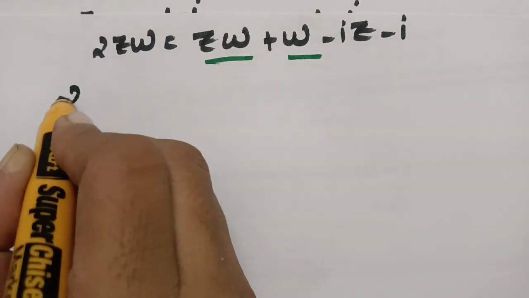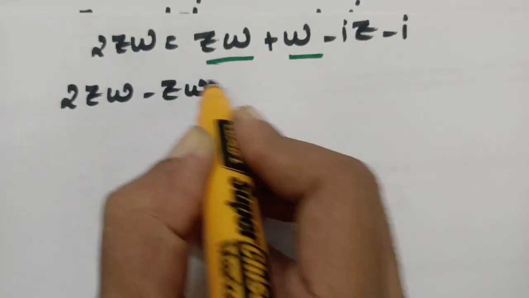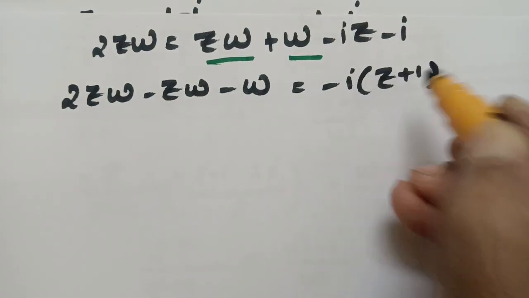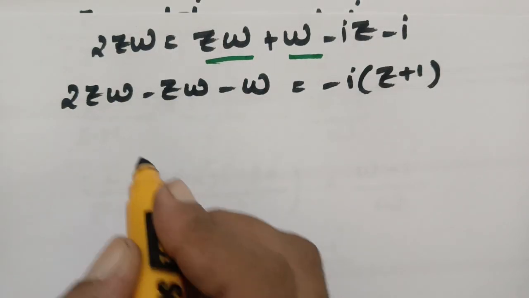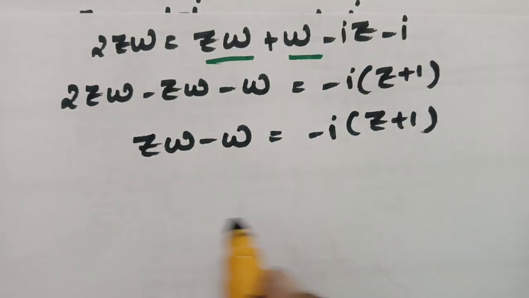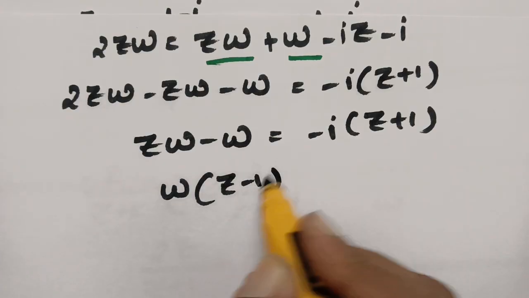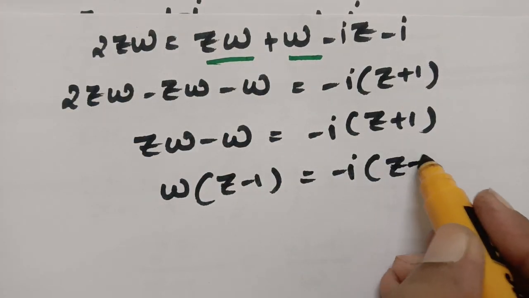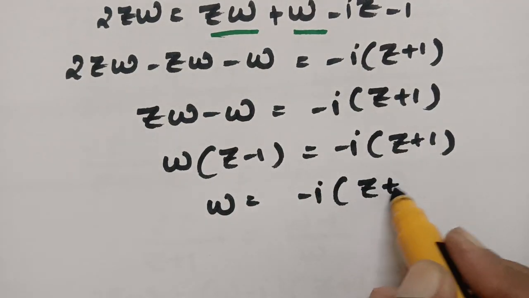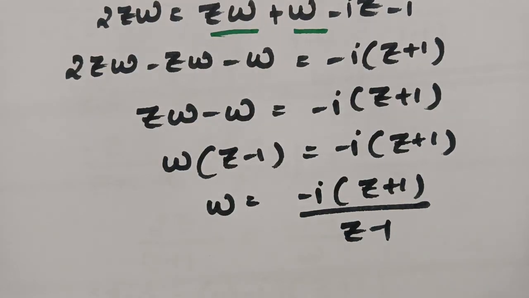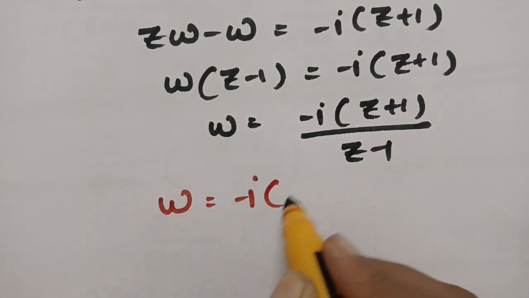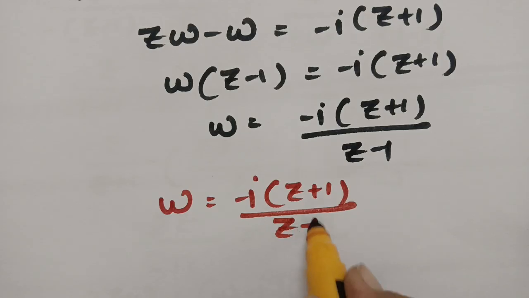So here this will be 2ZW minus ZW minus W is equal to minus I times of, if I take minus I common, this will be Z plus 1. So 2ZW minus ZW is nothing but ZW minus W is equal to minus I times of Z plus 1. If I take W common, this is (Z minus 1), which is equal to minus I times of (Z plus 1), and therefore W value is equal to minus I times of (Z plus 1) by (Z minus 1). So here this is how we have to calculate the Z plane. W is equal to minus I times of (Z plus 1) by (Z minus 1).